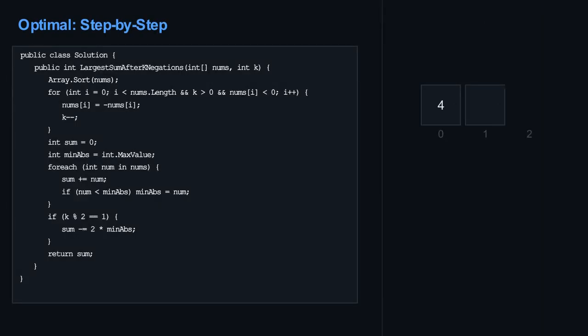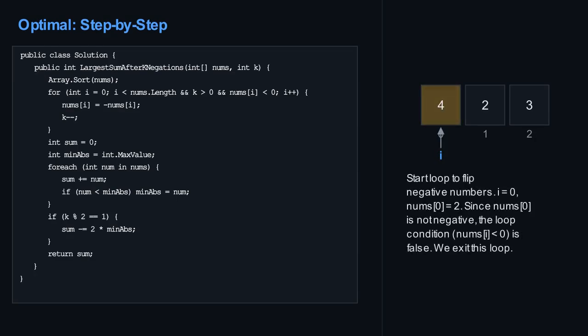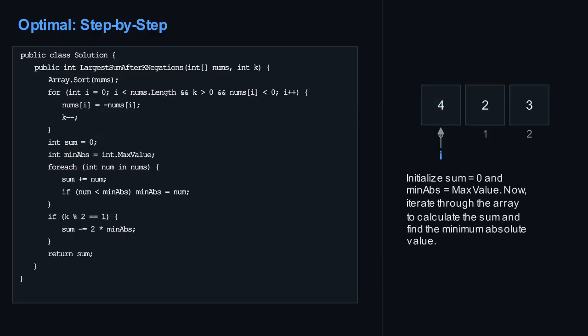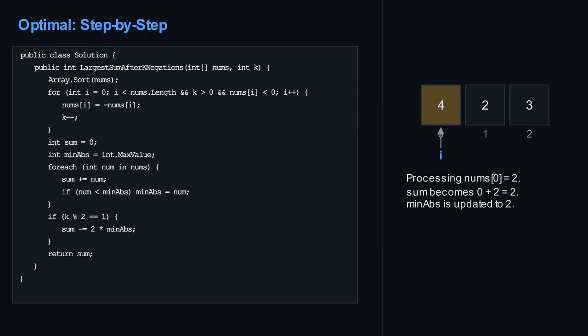Let's trace the example with the array 4, 2, 3 and k equals 1. After sorting, we have 2, 3, 4. We scan for negatives. The first element is positive, so the loop to flip negatives doesn't trigger. We are left with k equals 1 and an all-positive array. We calculate the sum, which is 9.